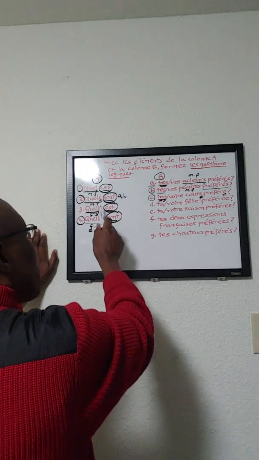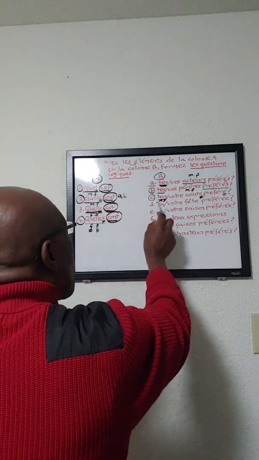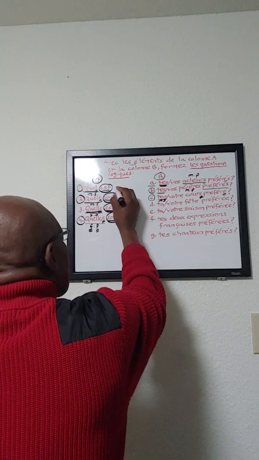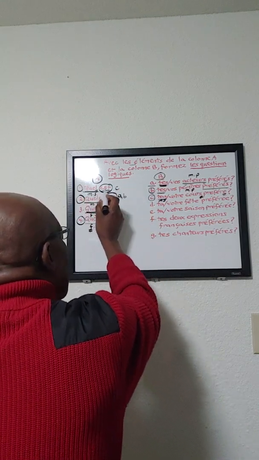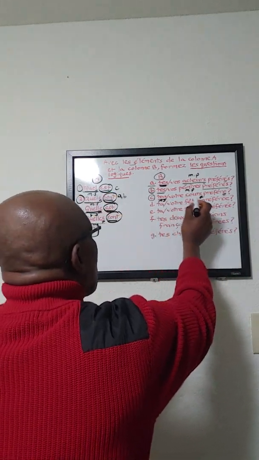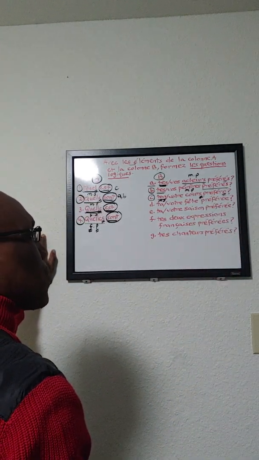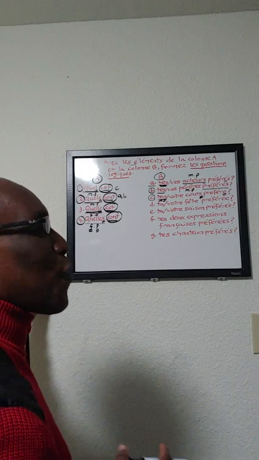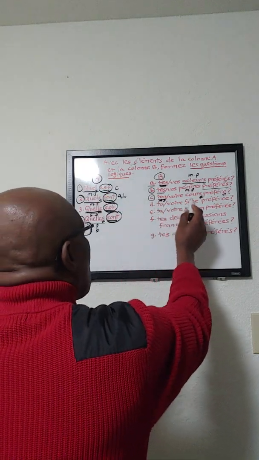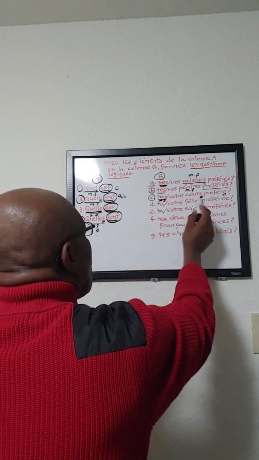So you can safely say that 1 can go with C, right? You can say quel est ton cours préféré? Or quel est votre cours préféré? If you want to do the questioning, formally. Informally, quel est ton cours préféré? Formally, quel est votre cours préféré?